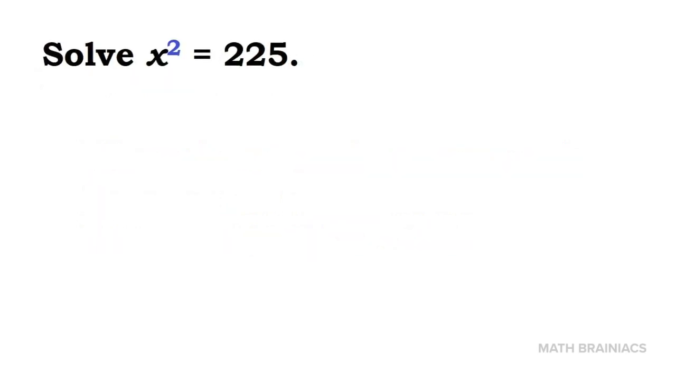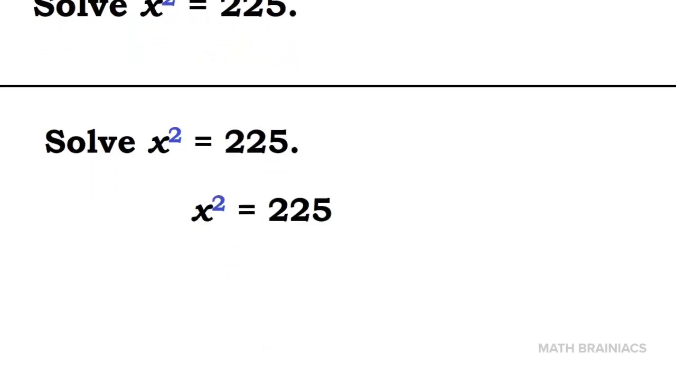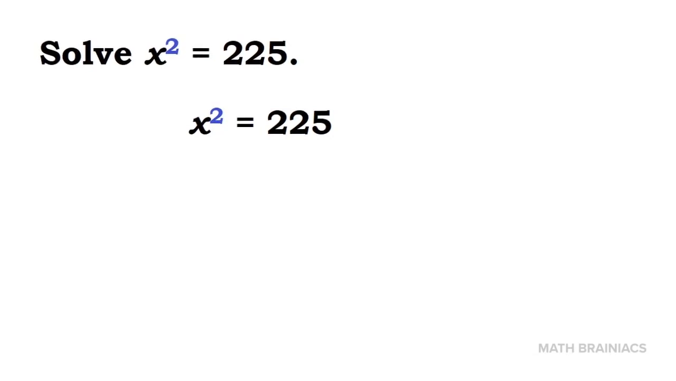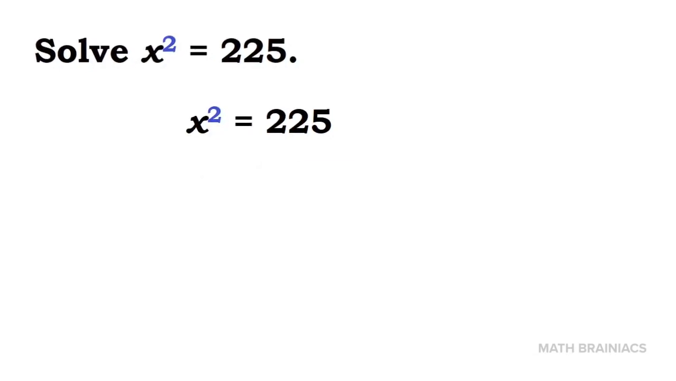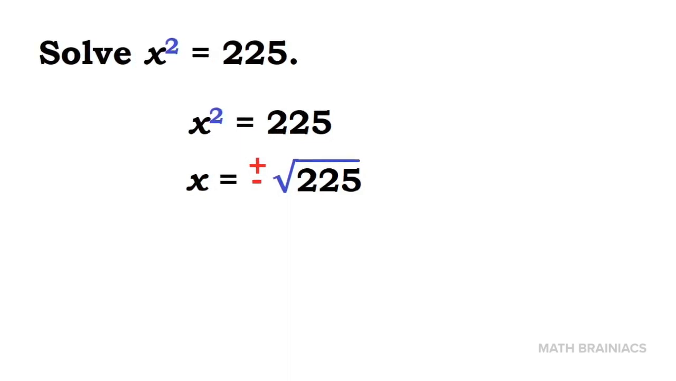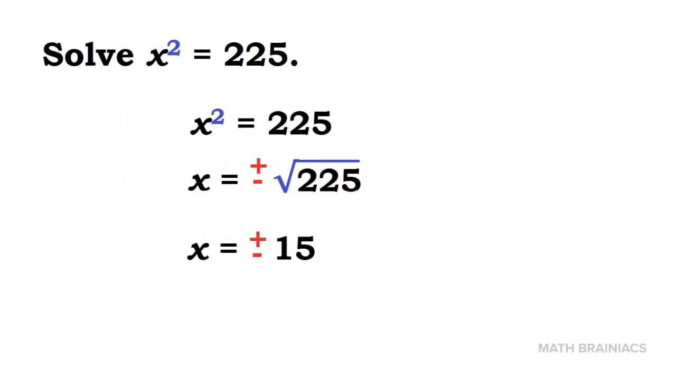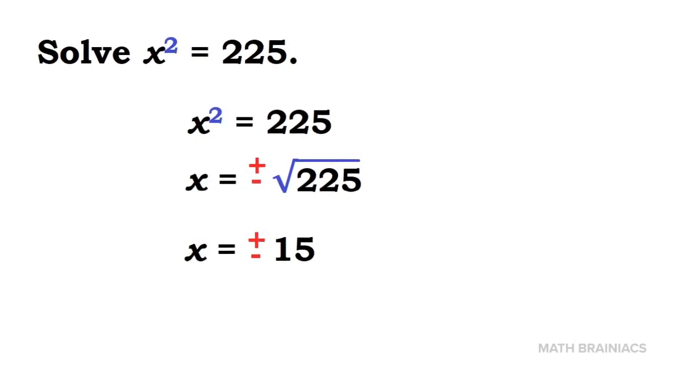Let us work on this example so that you can hit it off. Solve x squared is equal to 225. Writing the equation below so that we can work on it. x squared is equal to 225. This will give us x is equal to positive and negative square root of 225. Accordingly, it will give us plus and minus 15.